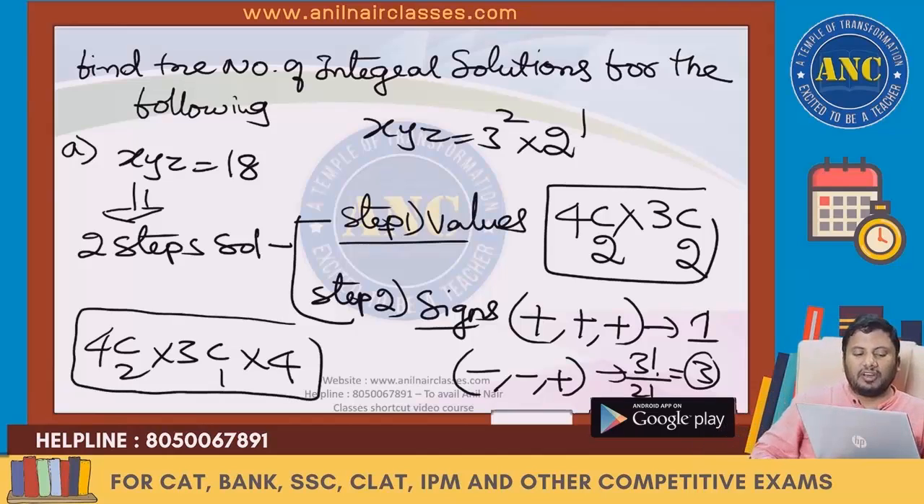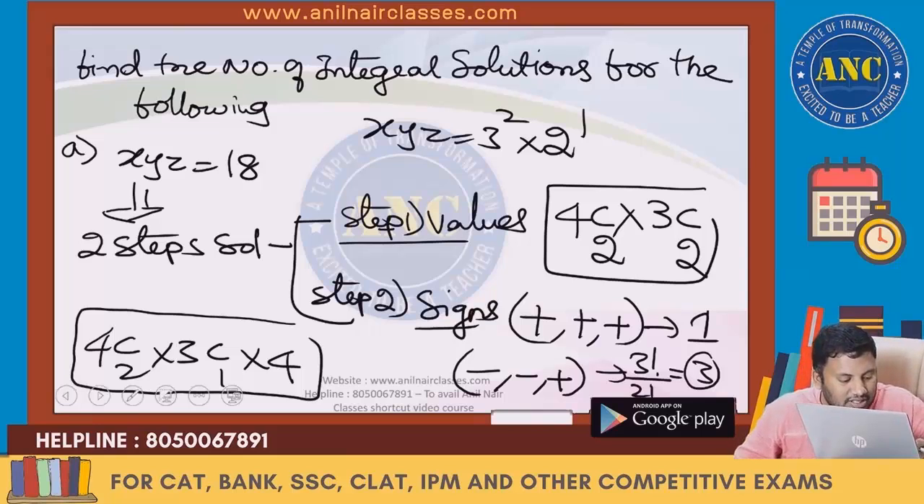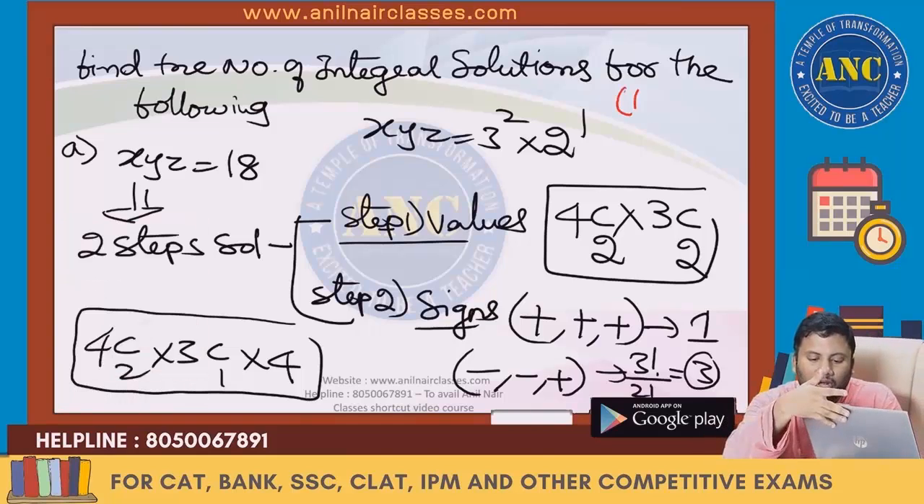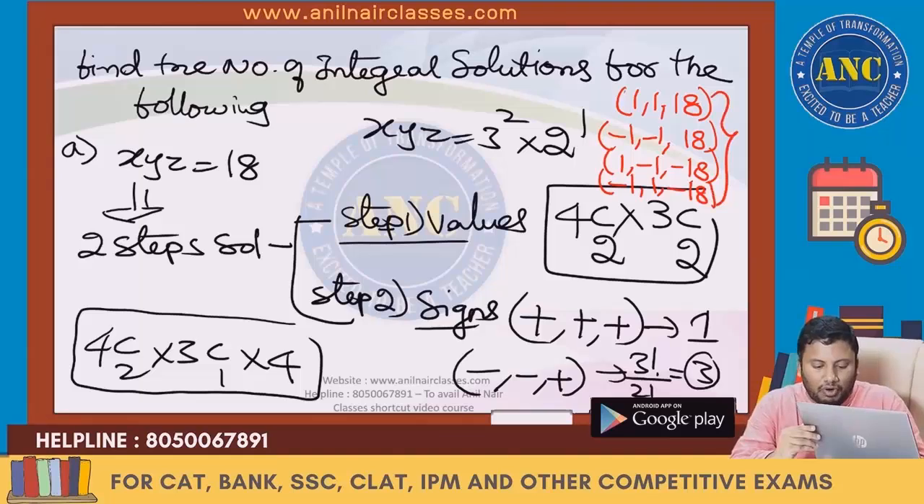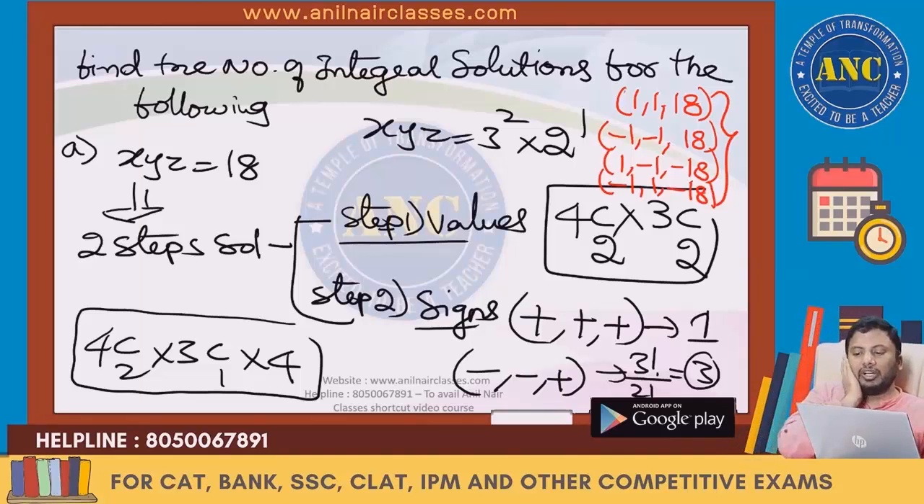4C2 into 3C1 into 4. Why? Because this may not be one value. It may not be 18. It could be minus 1, 18. It could be 1, minus 1, minus 18. I hope it is clear, minus 1, minus 18. For every value, there are 4 choices that will come. So 4C2 into 3C2, 6 into 3, 18, 18 into 4, answer is 72. I hope it is clear.